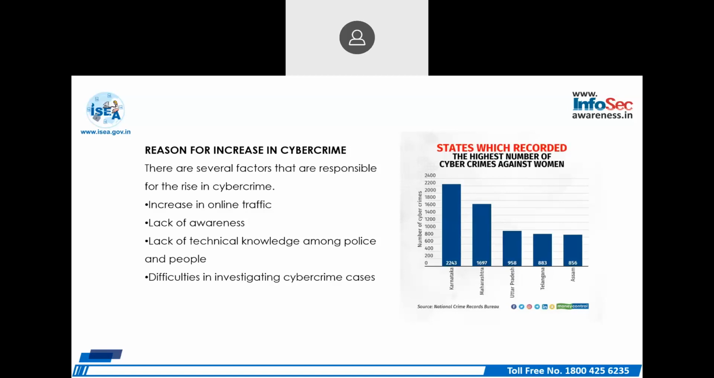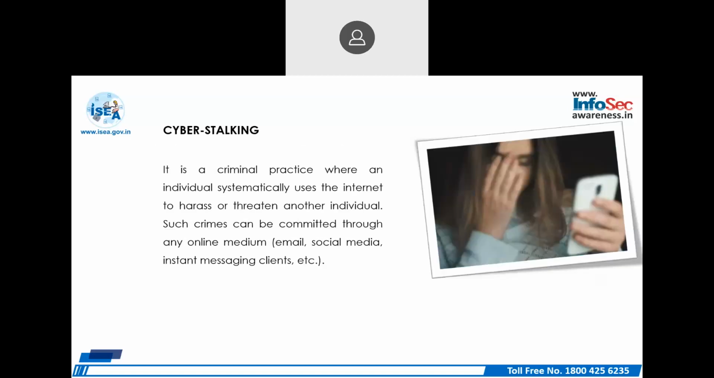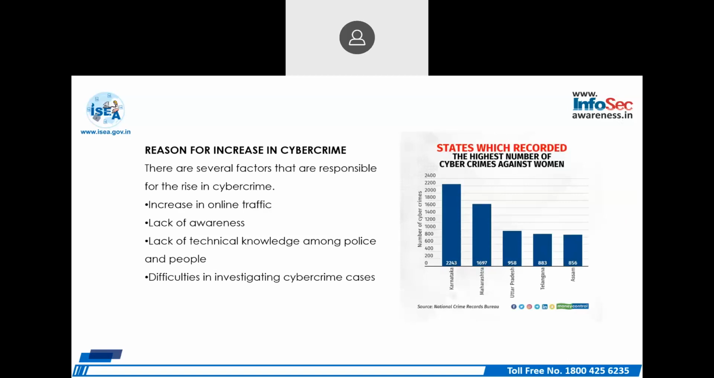The government is launching a lot of programs which I'll be telling about at the end, which you can be a part of, and which will definitely help cybercrime victims a lot. Now let's talk about some cyber crimes.